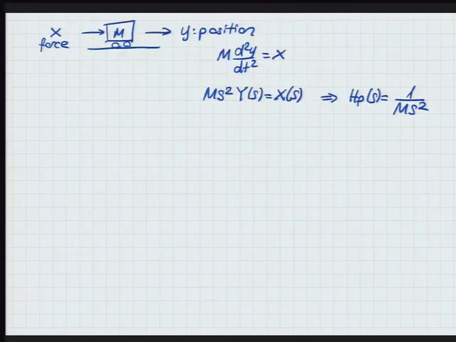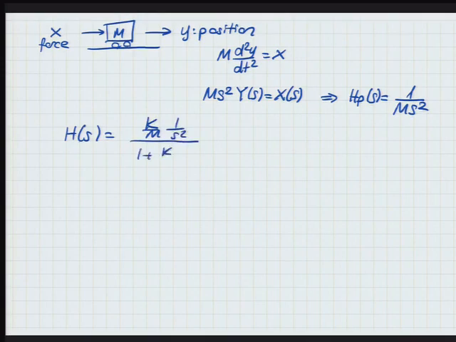So let's go back to this. So the closed-loop transfer function is, again, k times the open-loop transfer function. But now it's 1 over s squared, so k over m s squared plus k. Okay, that's what's going on. So, all right.